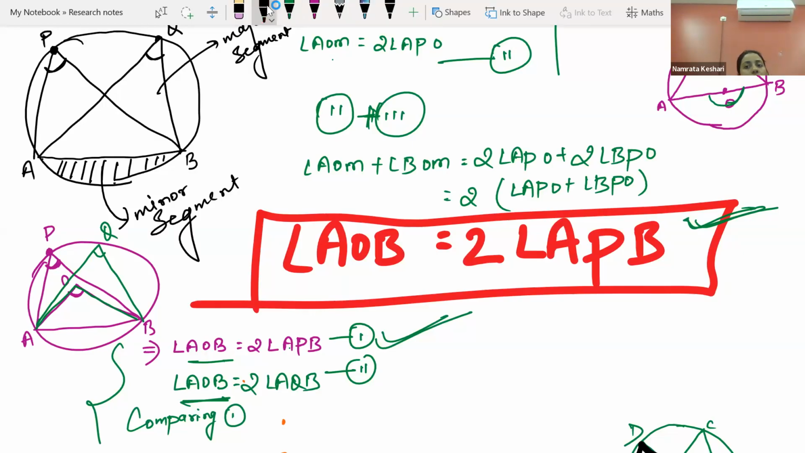अगर हमारे पास एक सर्कल है, उस सर्कल में कोई भी एक आर्क है या फिर कॉर्ड है, then angle created by it at the center will be double of the angle created by it on the remaining part of the circle.